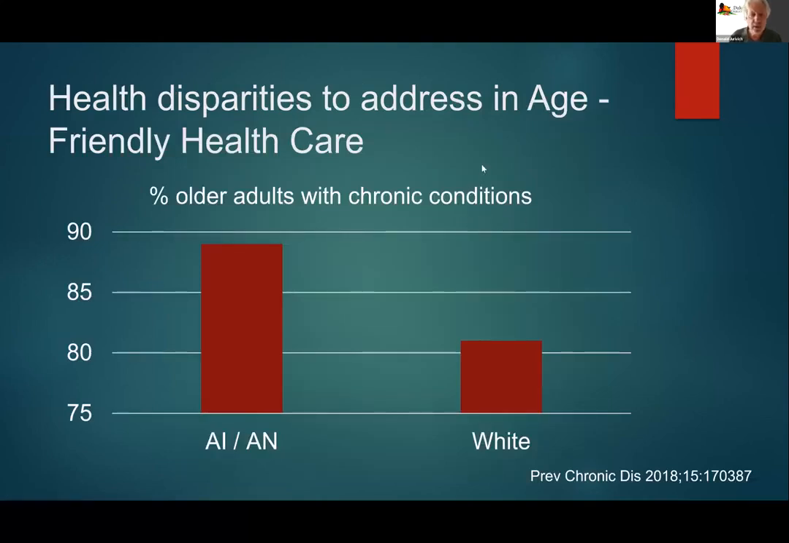The other thing that we want to be mindful of is that there are health disparities that need and should be addressed in age-friendly healthcare. This data came out of the University of North Dakota here, and it compares American Indian and Alaska Native populations with white populations in terms of the percent of older adults with chronic conditions.